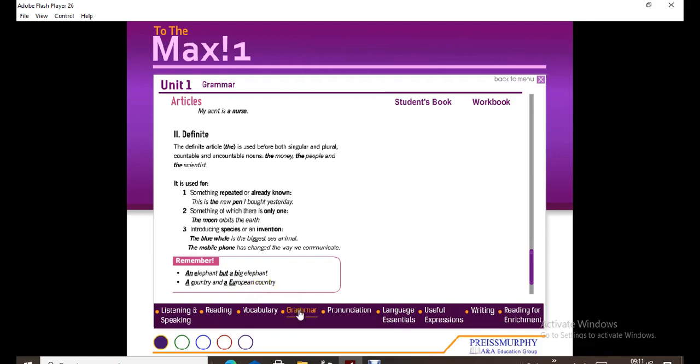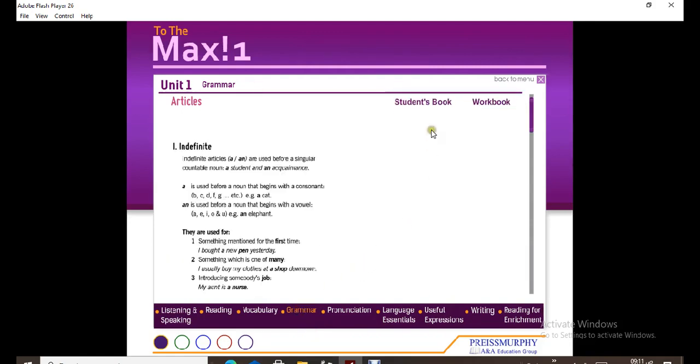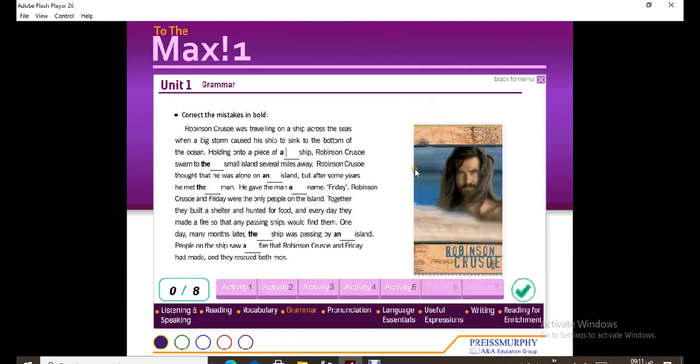Now let me go to grammar and let me go to the exercises. If you remember, this was our first exercise. Okay, I'm going to remind you with this. Now, correct the mistakes in bold. What do I mean by bold? Bold means this, which is written in a dark color, like this, like this, like this, and like this. Okay, let me start.